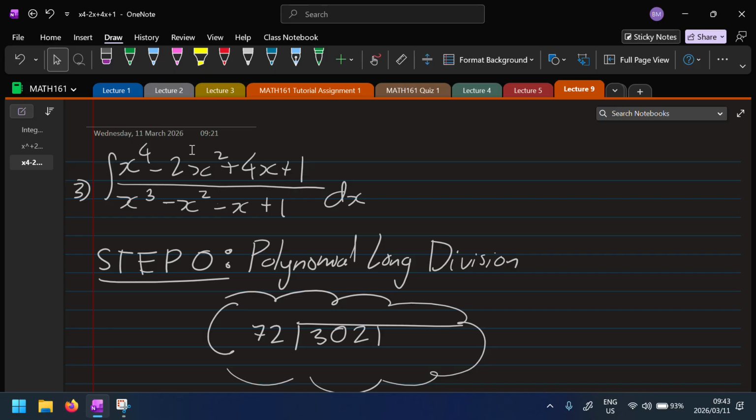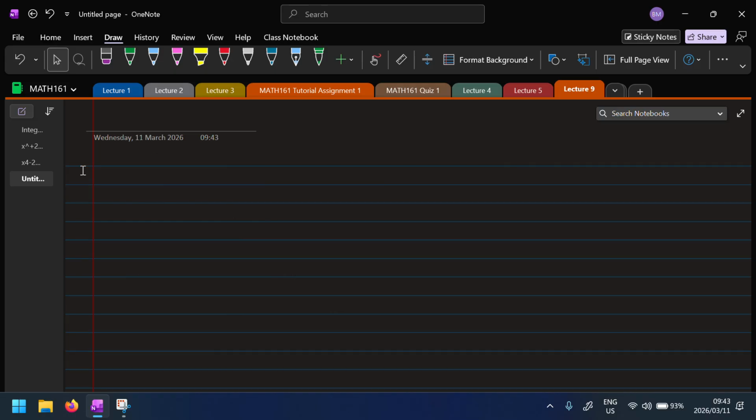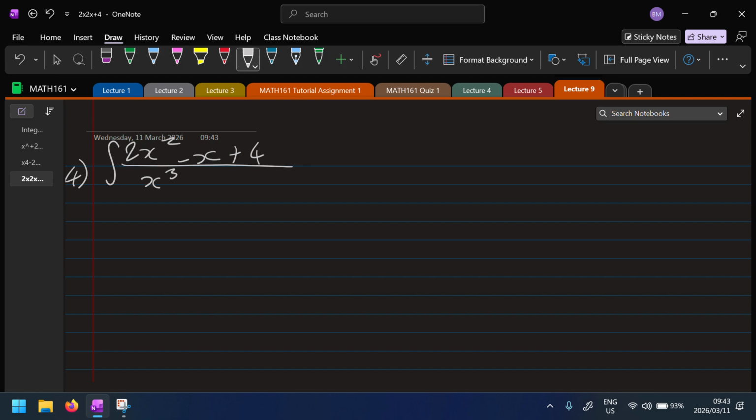Okay, so for this next example, number 4, that last step of the integration is going to be slightly more difficult. Okay, not too much more difficult, but it's a little bit more thinking than just writing out the answer. So for this one, we have the integral of 2x squared minus x plus 4 over x cubed plus 4x.